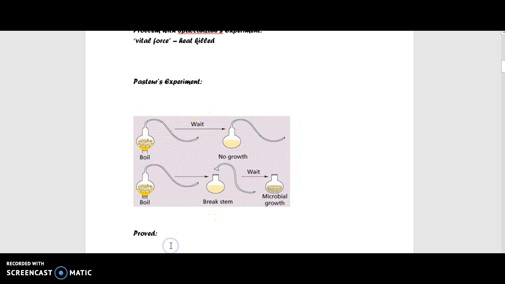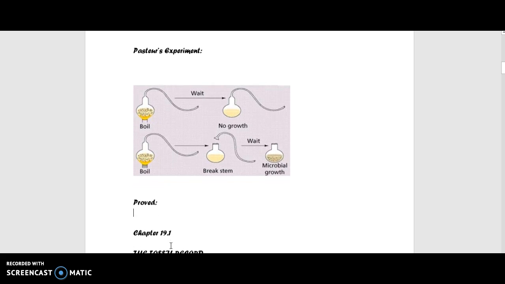So at this point, this experiment is given credit for disproving spontaneous generation at the microbe level. So there we have it: three experiments disproving spontaneous generation, agreeing with biogenesis.